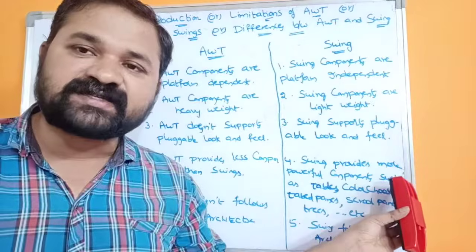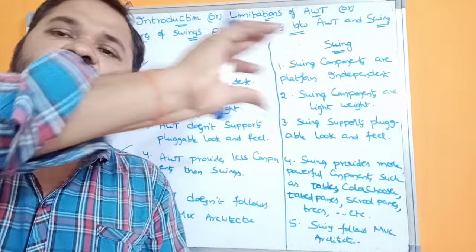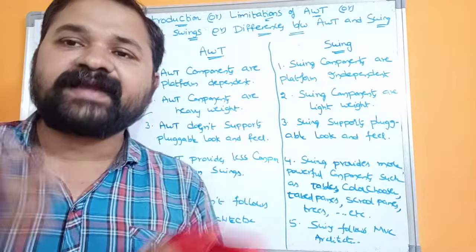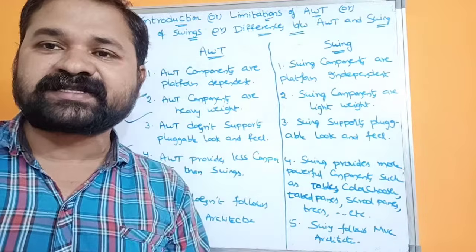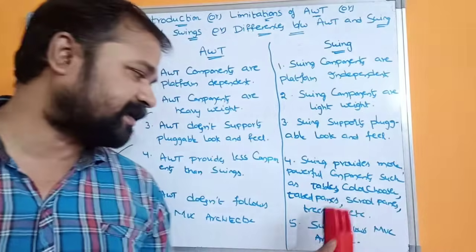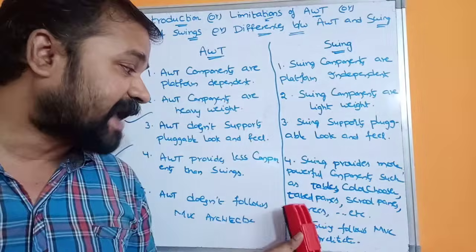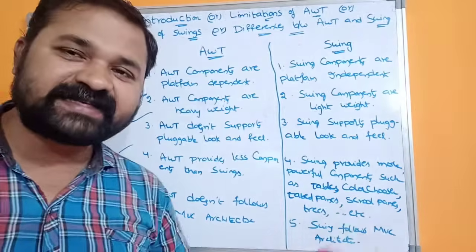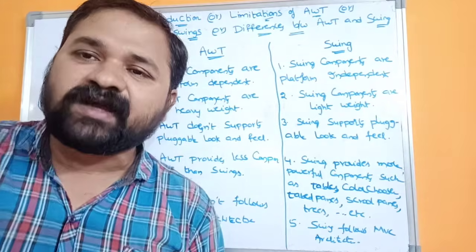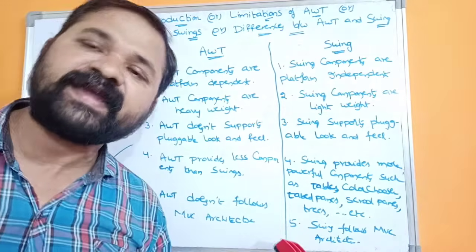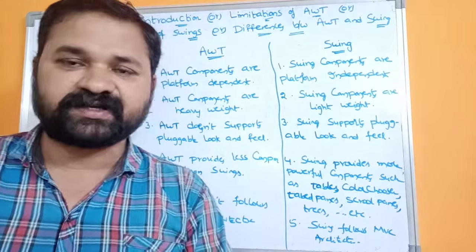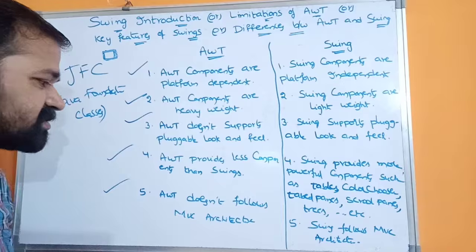Whereas coming to Swing, it supports all the components which are supported by AWT. But in addition, it supports more powerful components, like tables, JColorChooser, next JFileChooser, tabbed panes, scroll panes, trees, etc. So here the point is Swing supports all the components which are supported by AWT, but in addition, it supports several other components. Now let's see the last difference.